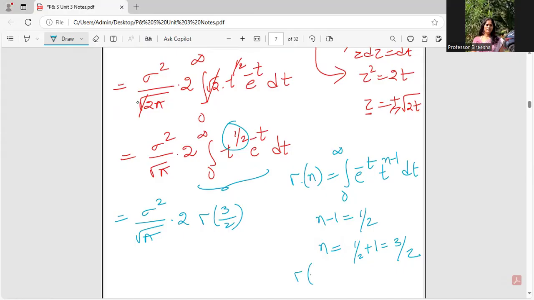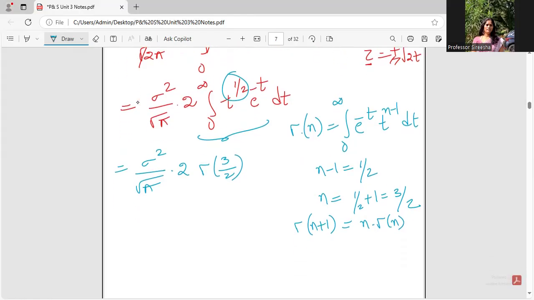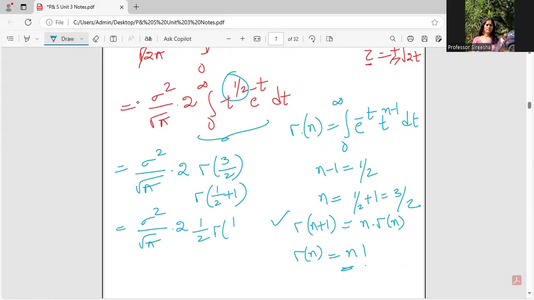Now, one more property of gamma, please see here. When gamma of n plus 1 is there, I can write n into gamma of n. Of course, this property is also there, guys: gamma of n is equal to (n minus 1) factorial. But for fractions, I can't find the factorials, right? So I'm not using this formula. I'm using this formula. Sigma squared by root pi into 2, I'll be writing gamma of 3 by 2 as gamma of 1 by 2 plus 1. n is 1 by 2. So n into gamma of n, that is 1 by 2 gamma of 1 by 2.